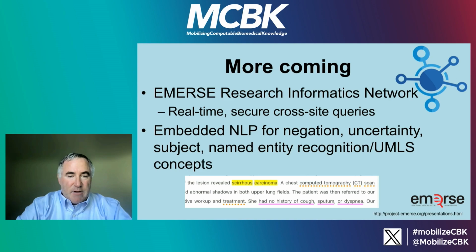The little screenshot at the bottom of this slide shows some of what we're working on, where you could search for terms such as serous carcinoma, and then we've identified other things in this text here, such as negation, where it says had no history of cough, sputum, or dyspnea.